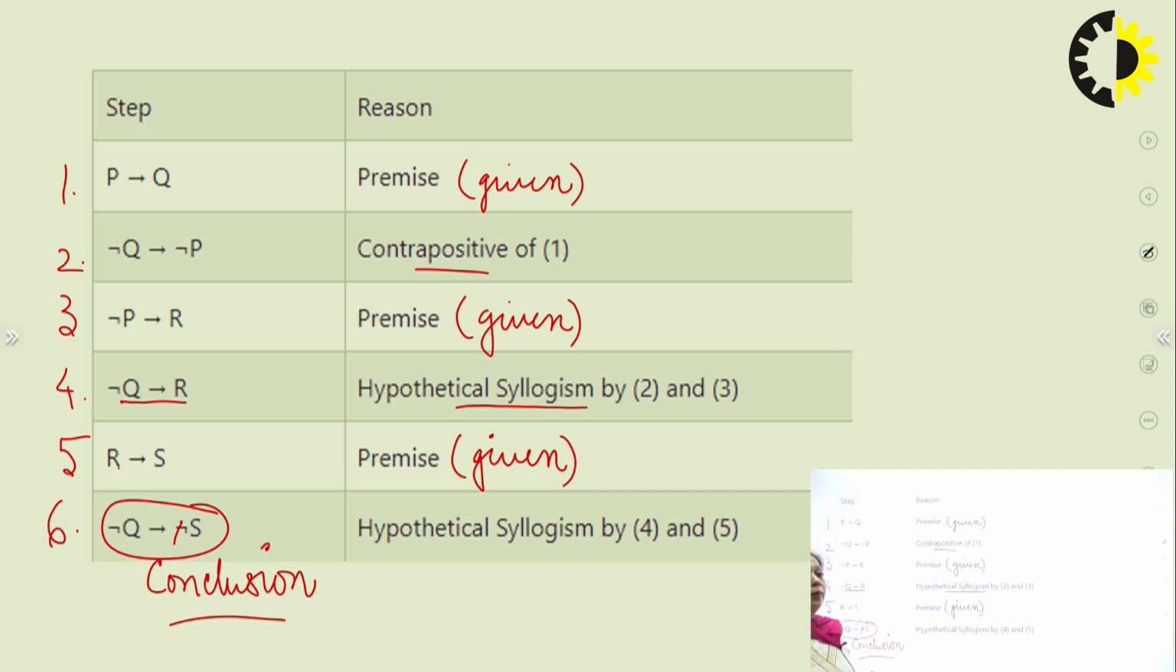So, this is how we can apply different rules of inference to the given premises and check the validity of the given conclusion.